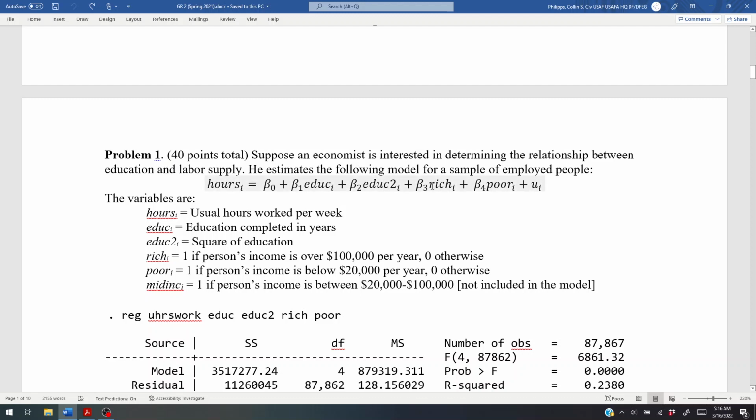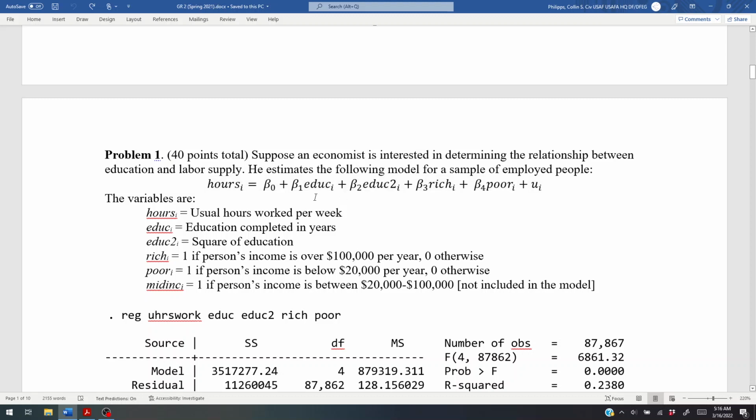Okay. Rich and poor. What are these? Rich is a dummy variable equal to 1 if a person's income is over 100,000 per year. Poor is a dummy variable equal to 1 if a person's income is below 20,000 a year. Notice that there's a big gap in the middle between 20,000 and 100,000. Lots of people are in that range. So there's also a variable called midinc equal to 1 if a person's income is between 20,000 and 100,000. Not included in the model. Yeah, I see that it's not included in the model.